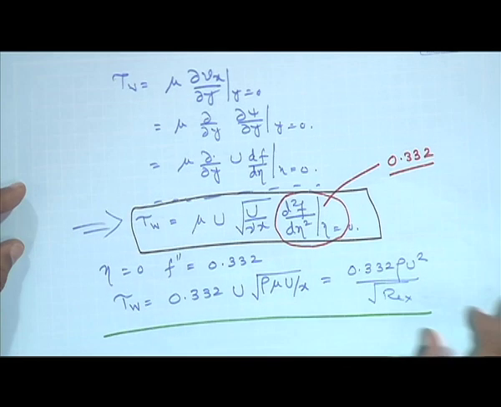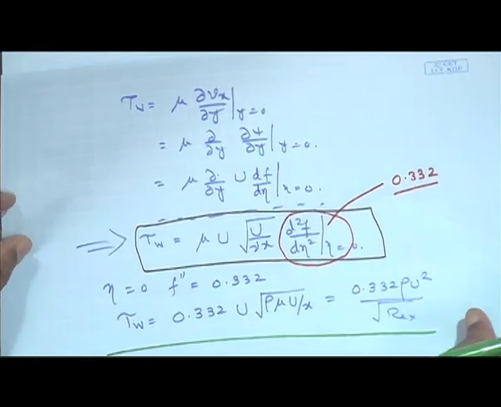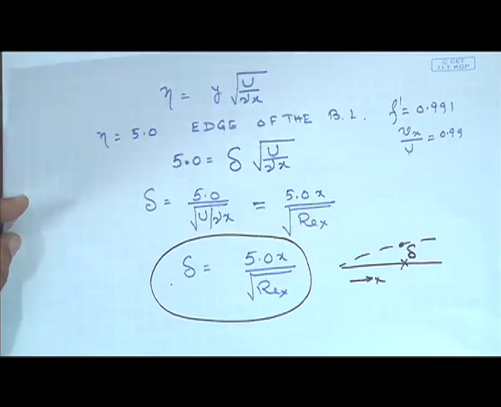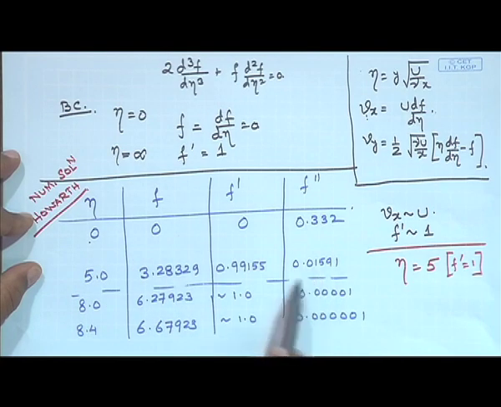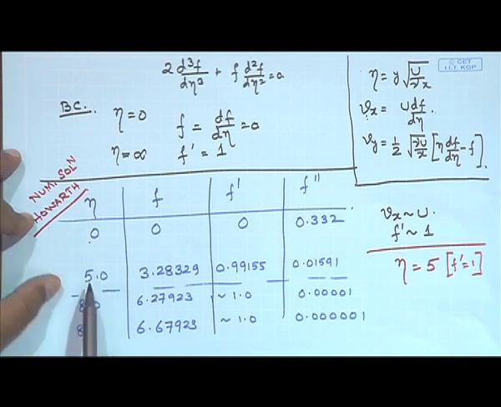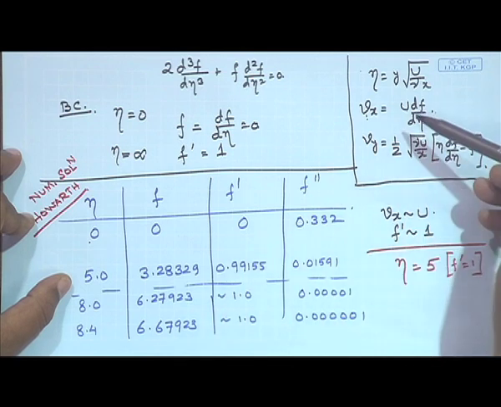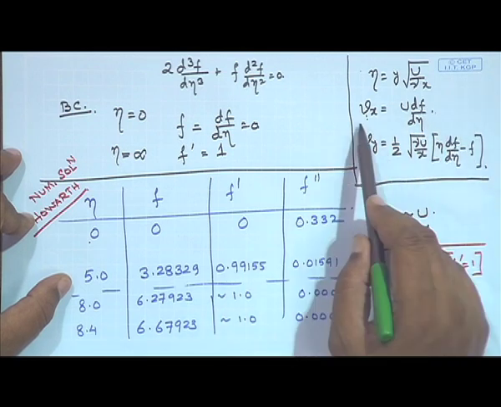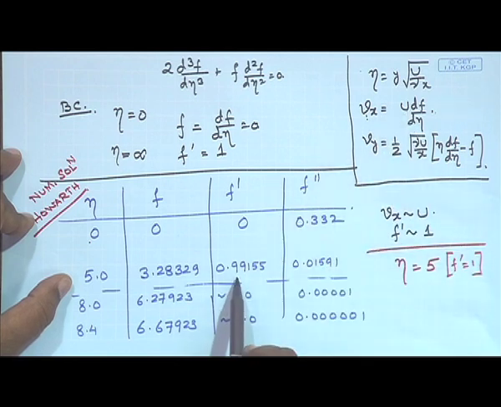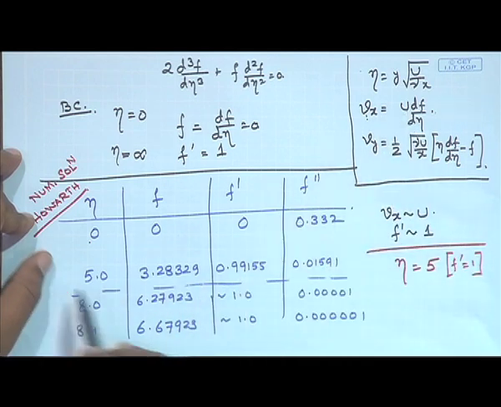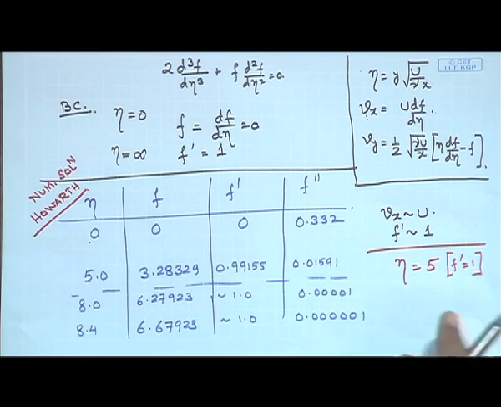So these expressions for tau w and the expression for delta were obtained through the use of the values presented in this table, because at eta equals 5 we see that f prime, which is nothing but Vx by u, so Vx reaches 99% of the free stream velocity, and so on, and we have obtained this expression.